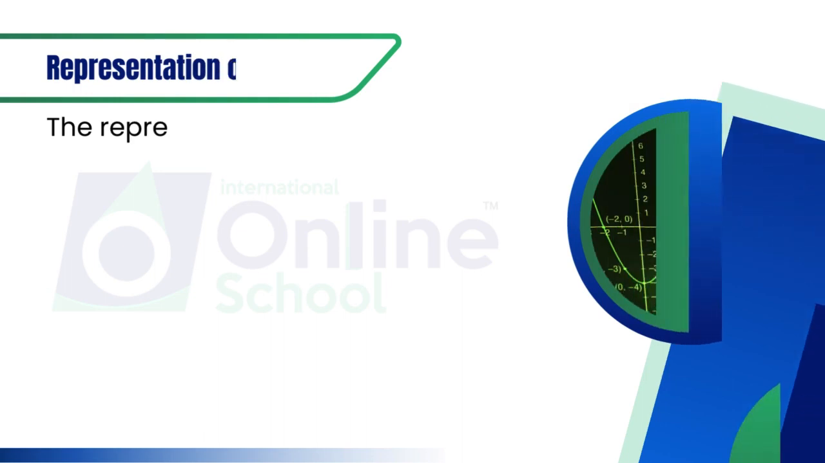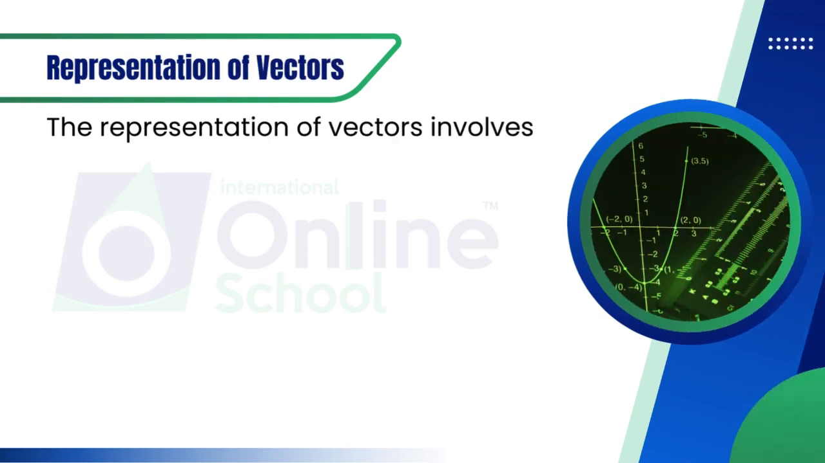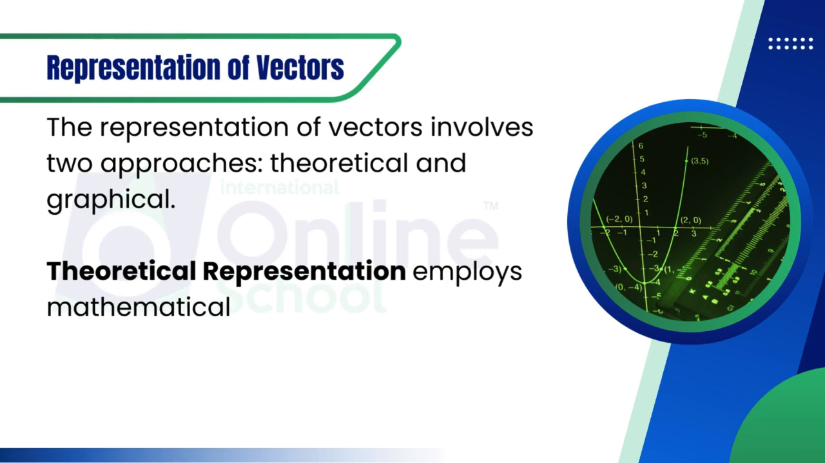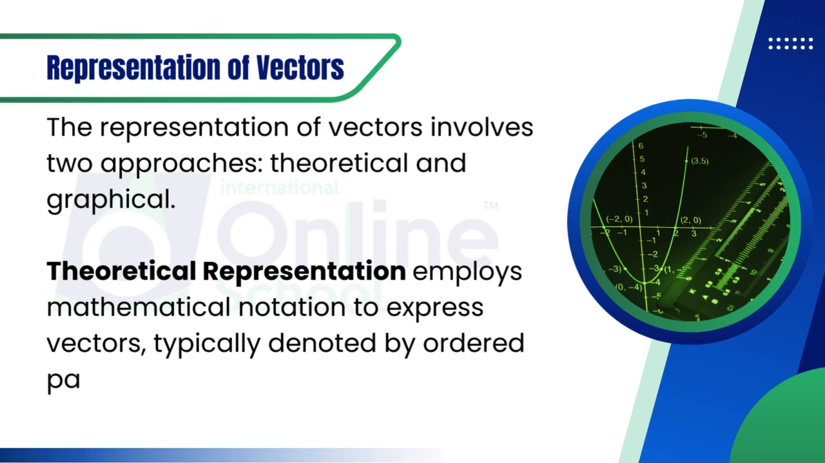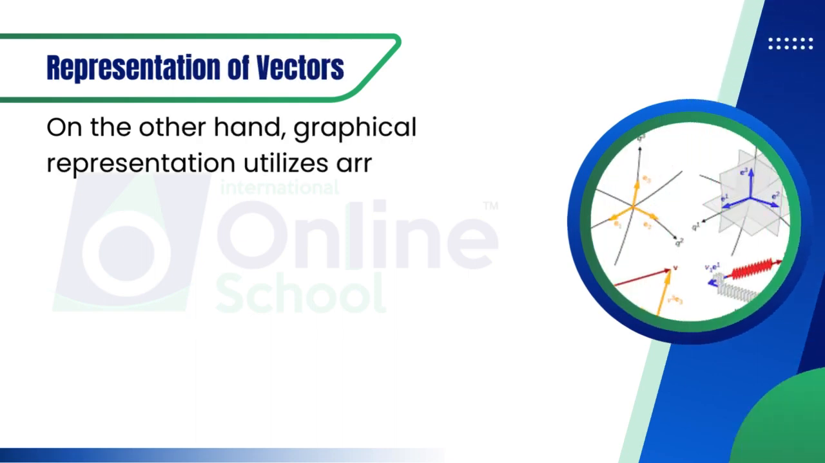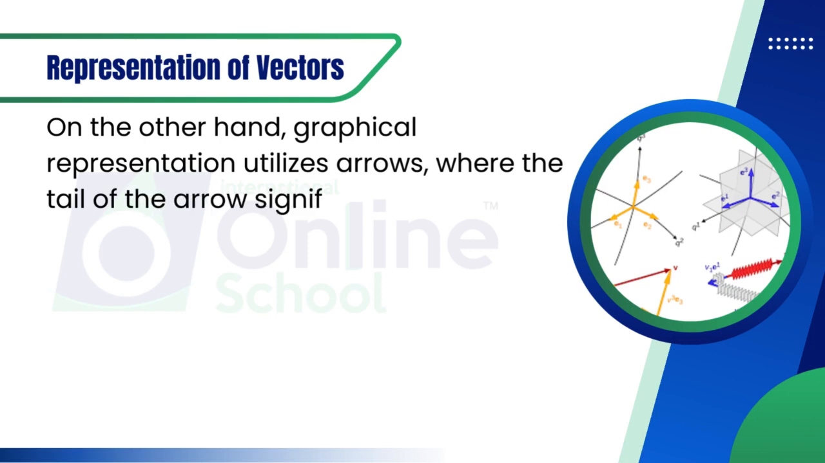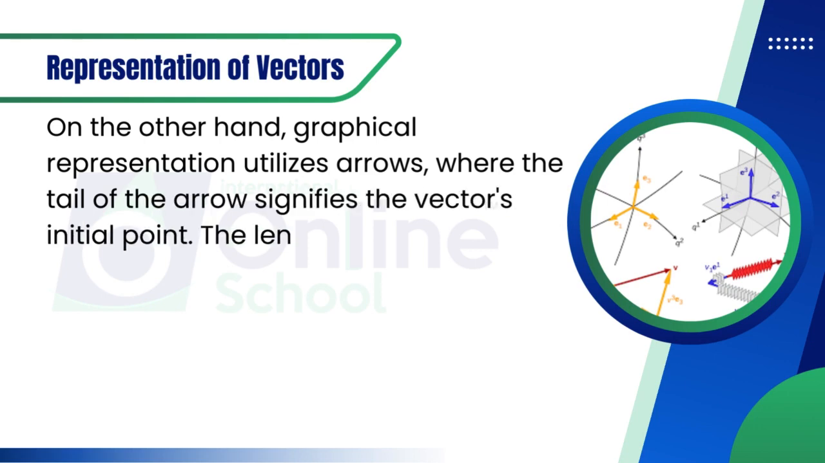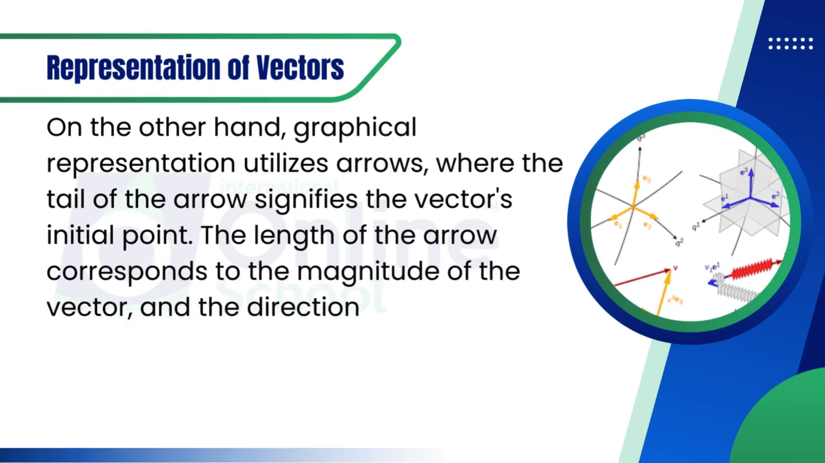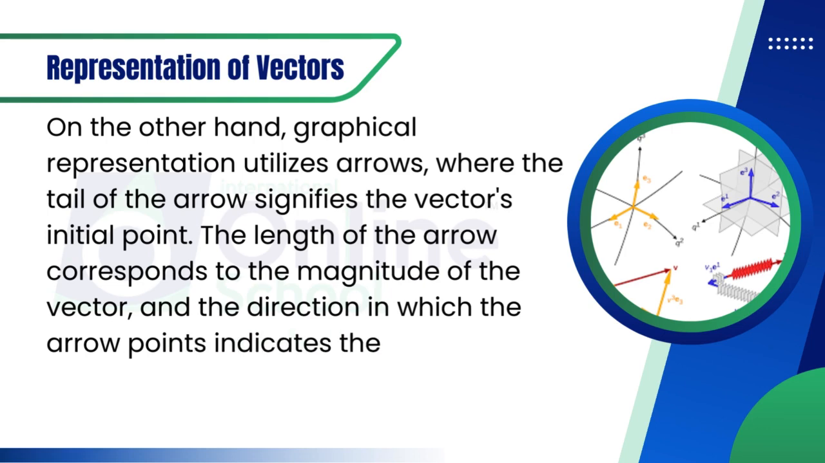The next thing is representation of vectors, theoretical and graphical. The representation of vectors involves two approaches, theoretical and graphical. Theoretical representation employs mathematical notation to express vectors, typically denoted by ordered pairs or column matrices. On the other hand, graphical representation utilizes arrows, where the tail of the arrow signifies the vector's initial point. The length of the arrow corresponds to the magnitude of the vector, and the direction in which the arrow points indicates the vector's orientation.